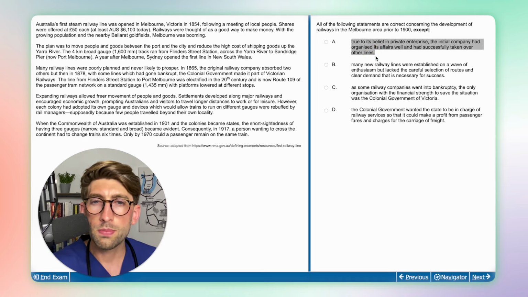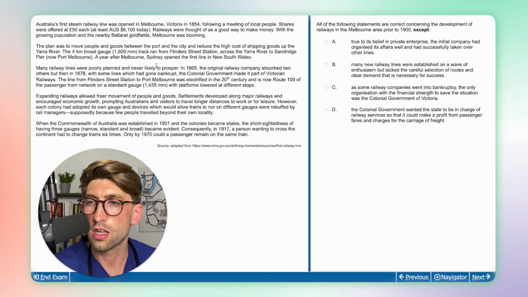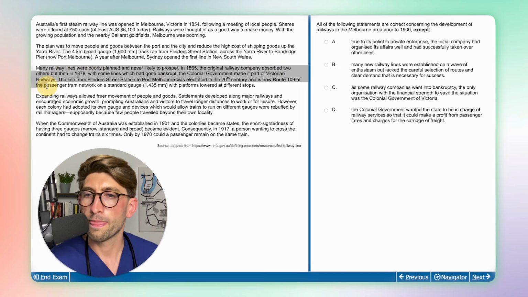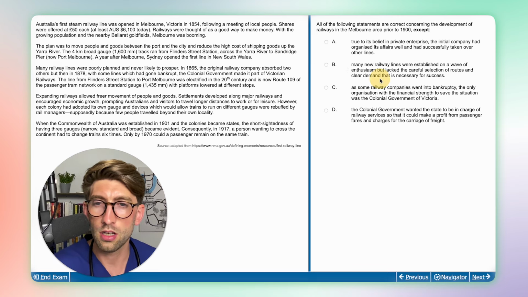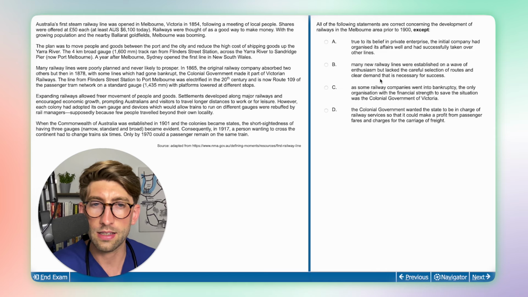So, due to its belief in private enterprise, the initial rival company had organized its affairs well and had successfully taken over other lines. Didn't it say something about absorbing something somewhere? Main railways were poorly planned, likely to prosper. The original railway company absorbed two others. Okay, so that one is true, therefore it's not our answer. Many new railway lines were established on a wave of enthusiasm, but lacked careful selection of routes and a clear demand that is necessary for success.